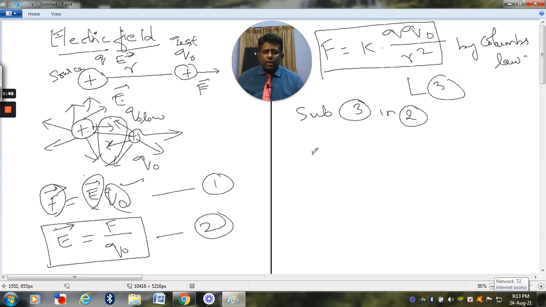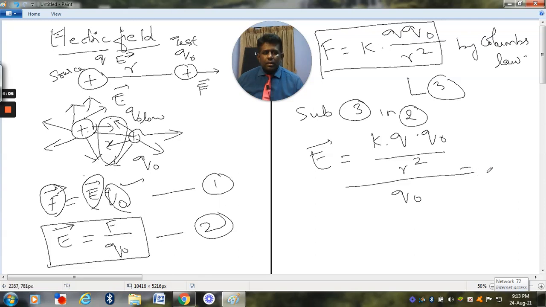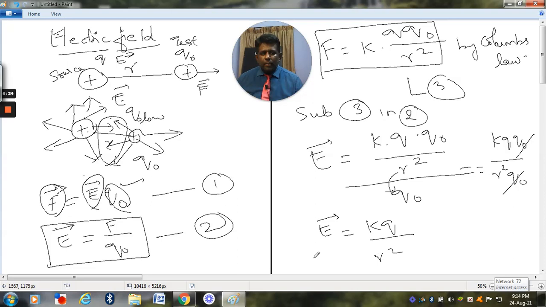Therefore, we will get electric field is equal to, substitute, instead of force, this force: K into Q into Q naught divided by R square, whole divided by Q naught. So this formula will become K Q naught by R square into Q naught. This R square will come down. Therefore, Q naught and Q naught will get cancelled. Therefore, electric field is equal to K Q by R square.